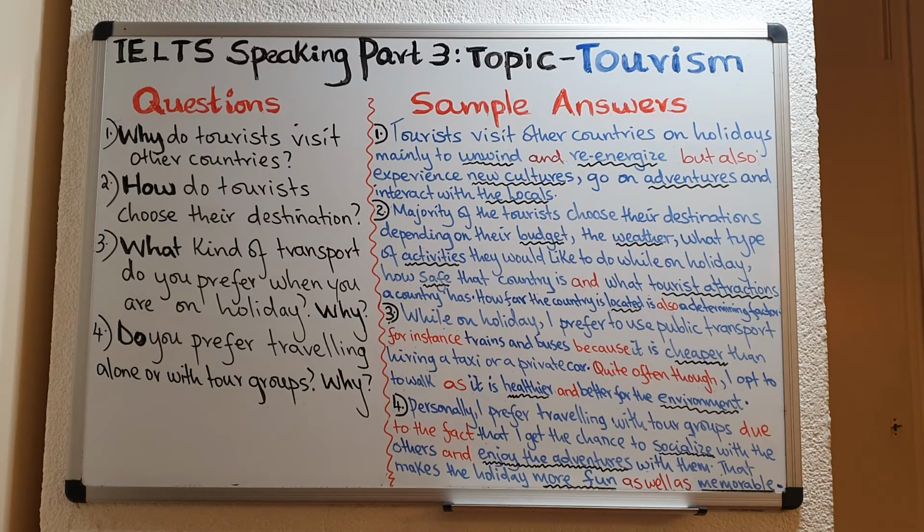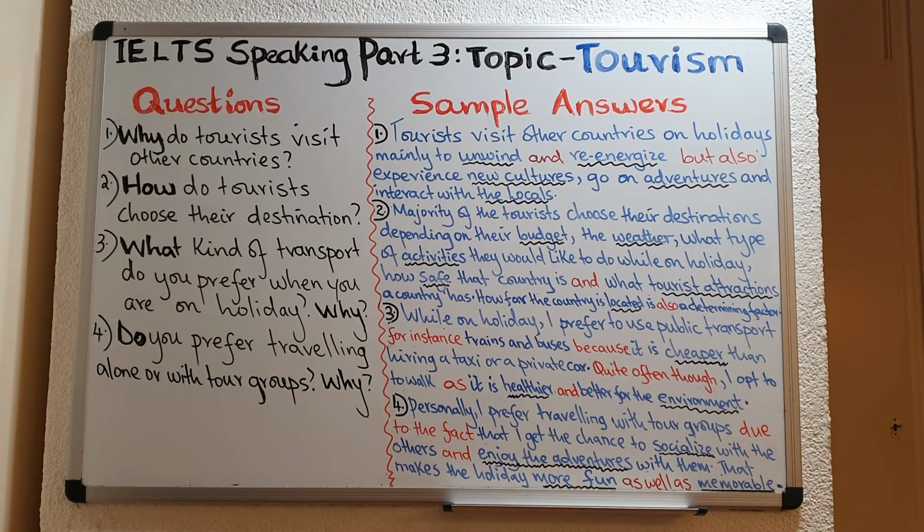And then finally, how far is the country located? How far is it? How many hours does it take for you to get there? How many days, for example? So the distance of the country you want to visit is also a determining factor. A determining factor simply means is also an important factor.